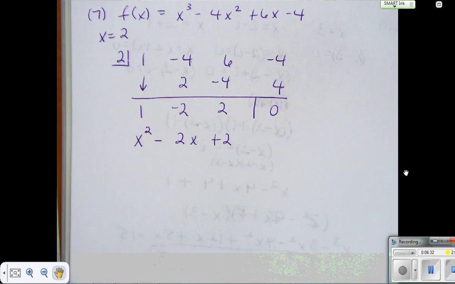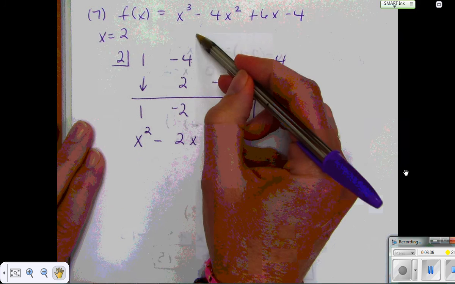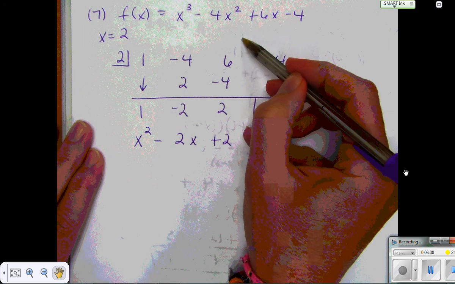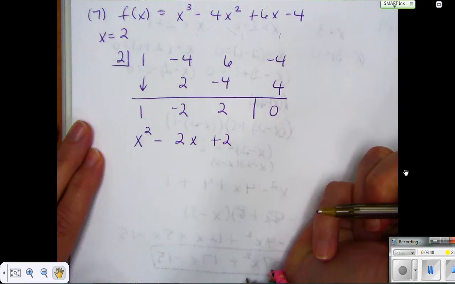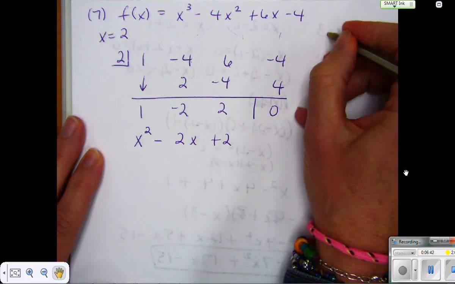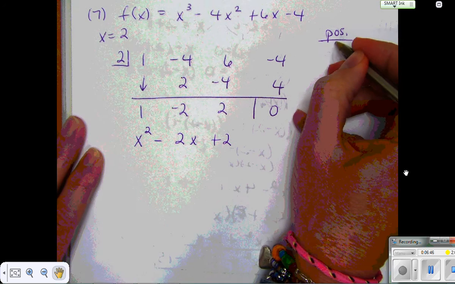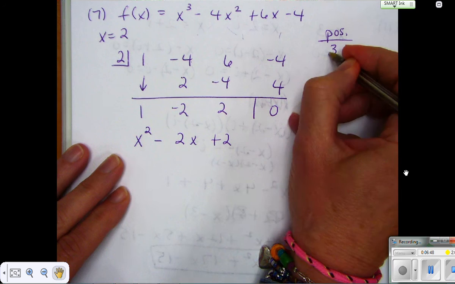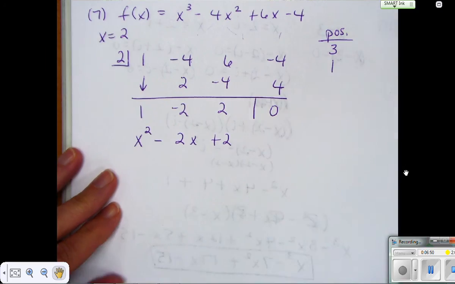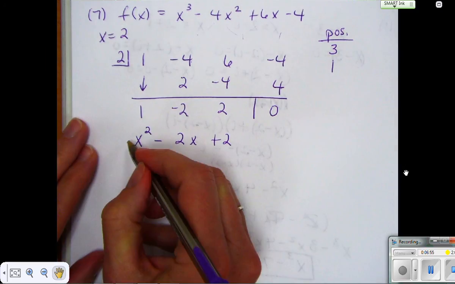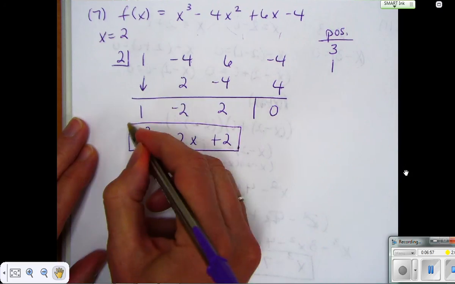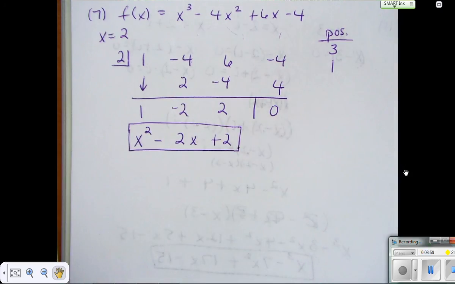And if you look at the sign changes, you do have one sign change right here, one sign change right here, and one sign change on the last one. So for positive zeros, I could have 3 or 1. In this case, I'm just going to have 1. So since those are probably going to be imaginary, I'm going to use the quadratic formula because I can't factor it.